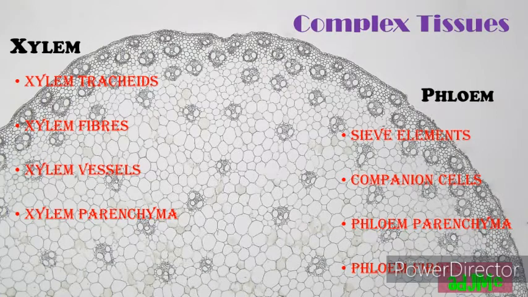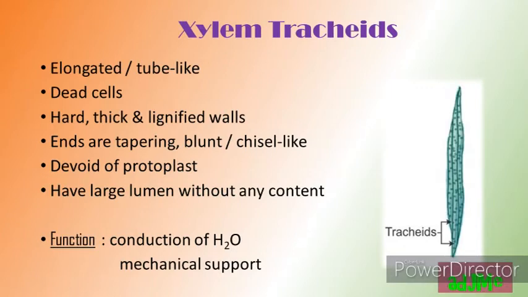Now let us enter into the first type, xylem tracheids. We will learn one by one all the 4 types of xylem tissues, then we will go to the phloem tissues. So the first type is xylem tracheids. These are elongated or tube-like structures. Then and there I have given a photo of the tissues, so you can refer to that.